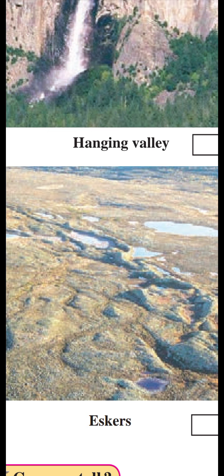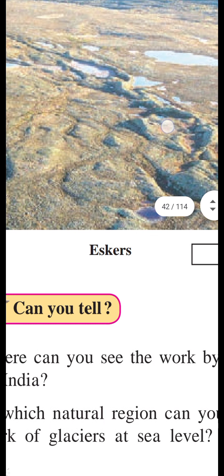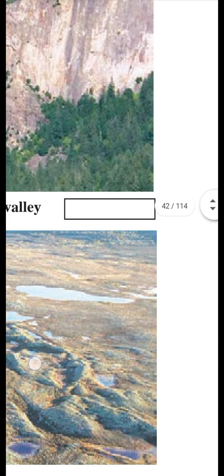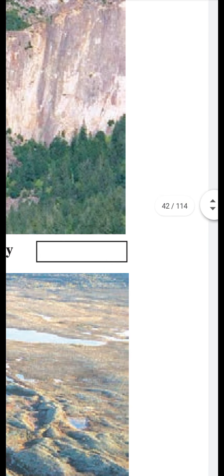Like this, these are the landforms which are created because of the transportation, erosion and deposition work of glacier.